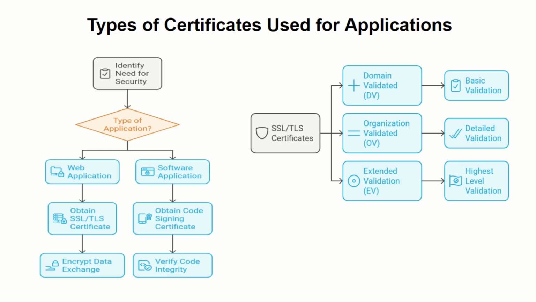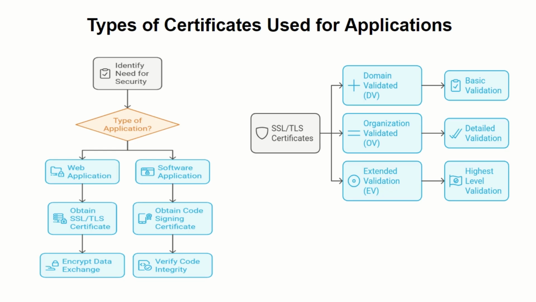So the types of SSL/TLS certificates, like web application certificates, are domain validated. This is a basic level of validation, where the certificate authority verifies domain ownership. And organization validated, which involves a more detailed validation including verifying the organization's identity. Then the last is extended validation, the highest level of validation, providing a green bar in browsers and confirming the legitimacy of the organization behind the application.